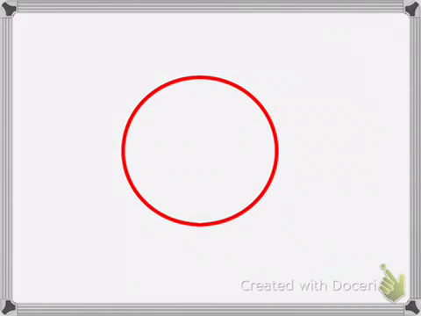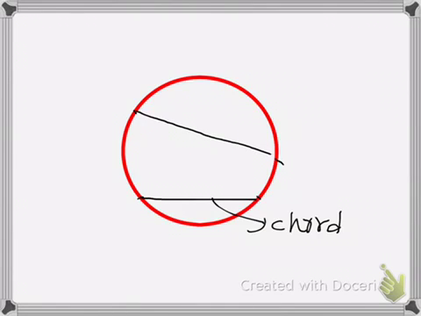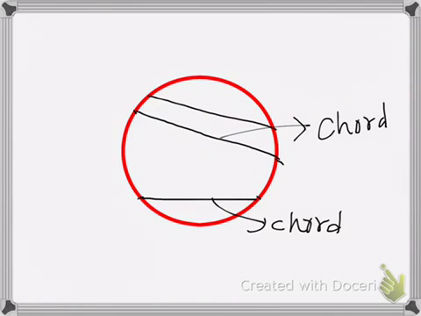Any line that joins the 2 points on the circumference is called the chord, C-H-O-R-D. So if we take any 2 points, say I'll take one over here and one over here, and if I join this, this is my next chord. And we can draw a large number of chords by joining any 2 points on the circumference of any length.